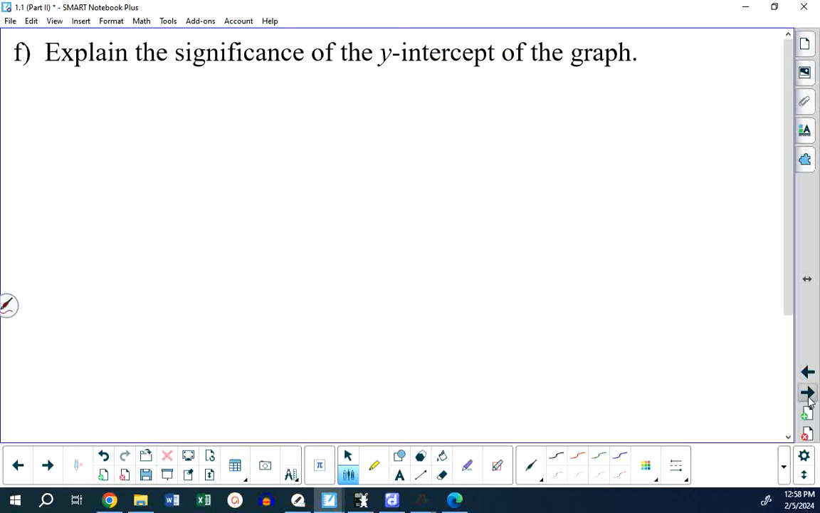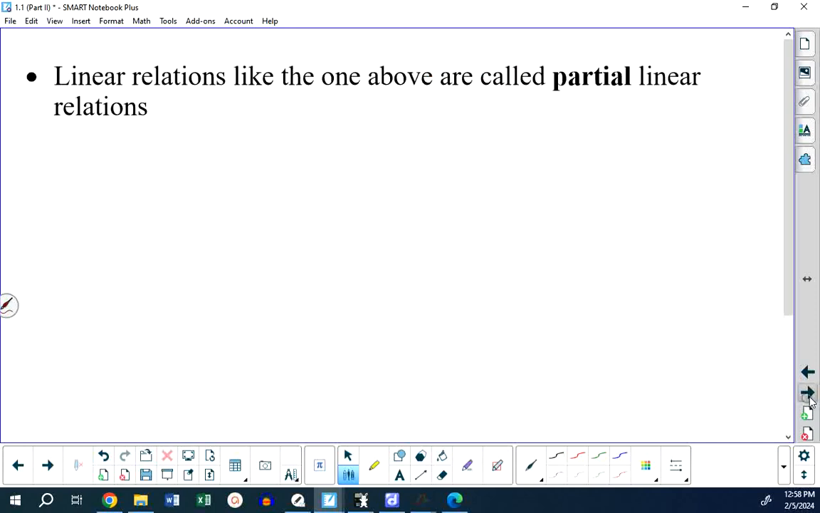What's the significance of the y-intercept? We've already done that. Now, let's turn the page, please. Linear relations like this one are called partial linear relations, and you need to know this. Okay, I've got a picture I'm going to show you here in a second. When the graph is linear because it's a straight line, but it does not go through the origin, it's a linear relation, but it's partial, not direct. Partial is the word.